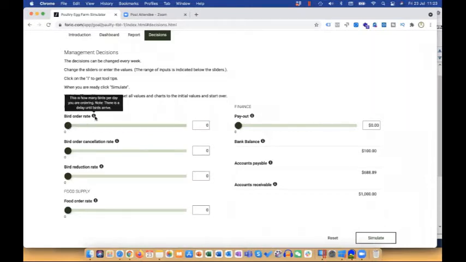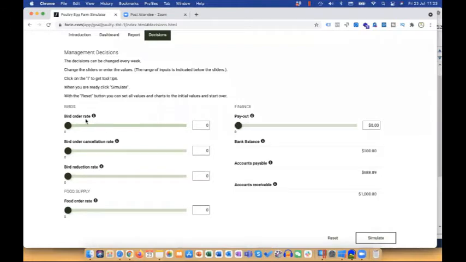Then you see this little eye symbol here that gives you an explanation of what these sliders are all about. And you see we do not have many decisions that we have to manage on this farm at this moment. Later on in future versions, we might have a little bit more complexity, but this is simple.